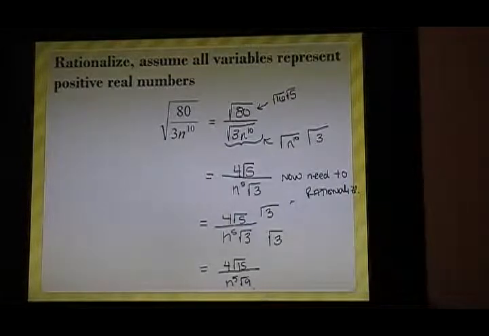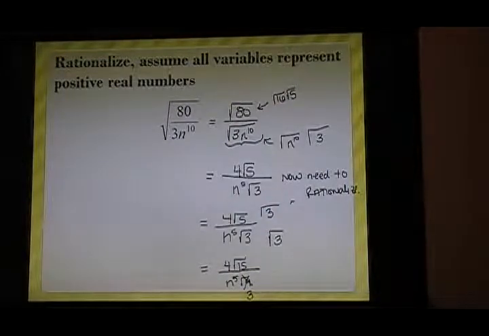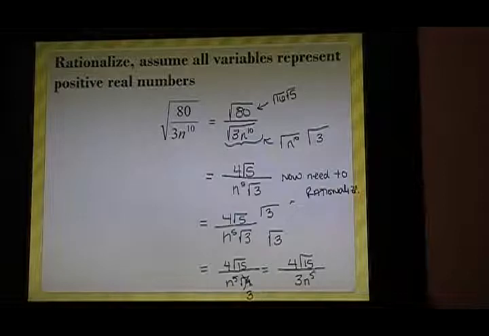Last step, make sure all roots are simplified. So the square root of 9 is 3. 15 is only divisible by 1, 3, 5, and 15. None of those are perfect squares, so I cannot do anything with that. So I have 4 root 15 over n to the 5th times 3, which is traditionally written as 3n to the 5th. Okay, so looking at my fraction, have I met all three conditions? Yes, all of my roots are simplified. My fraction is simplified, and I have no roots in the bottom. So now I can stop. Always remember, you can stop when those three conditions are met.